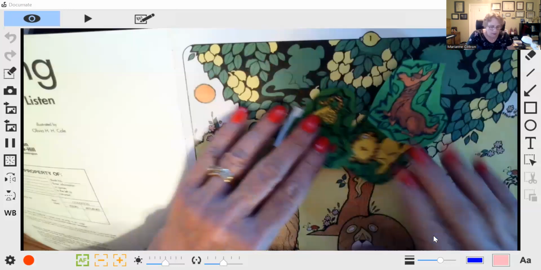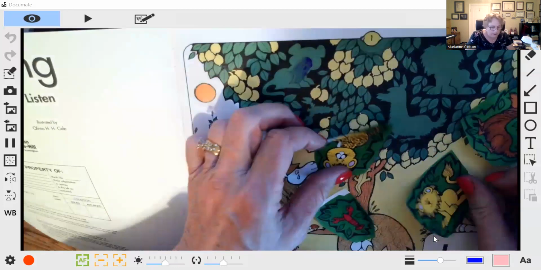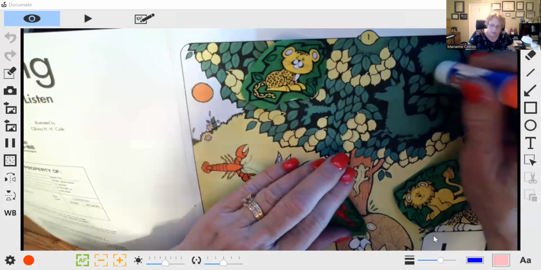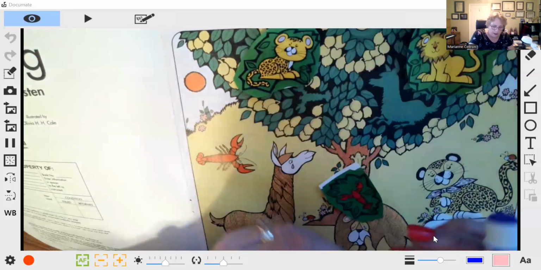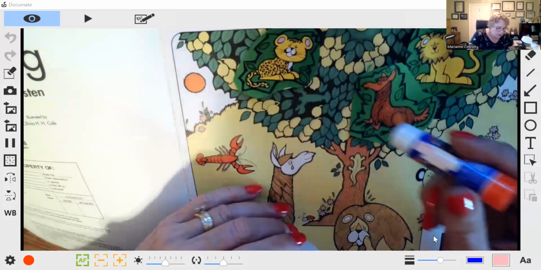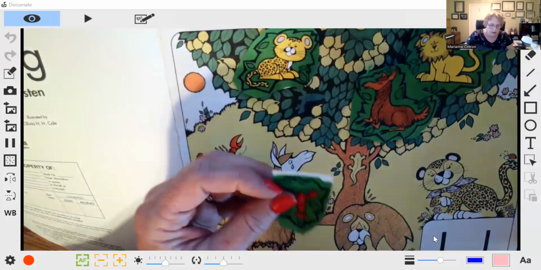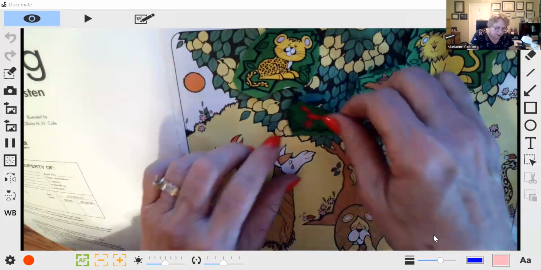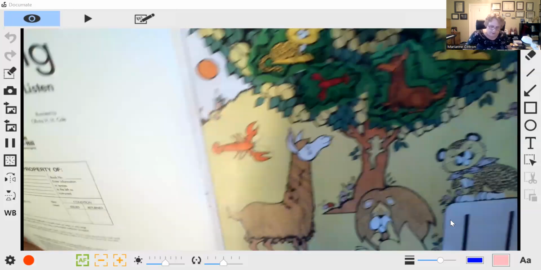I'm going to get my glue stick and dab it on the tiger. Where is the baby? This is the leopard. The lion cub is going to go right there. The baby llama is going to go right there. And the little lobster is going to go right there. Let me trim him a little bit more. Okay, so here's your baby lobster. That is very fun and interactive.